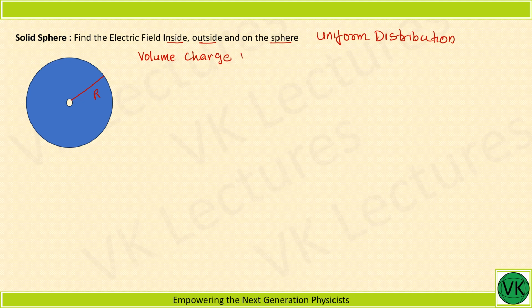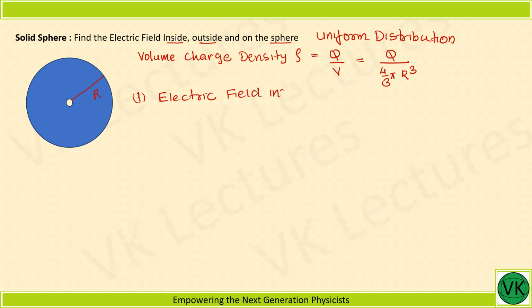So volume charge density, it's usually given by rho, and that's equal to total charge on the sphere divided by the volume. So total charge is equal to capital Q, and volume is 4 by 3 pi capital R cube. So this is the volume charge density rho. Now first point is we are going to find the electric field inside the sphere.